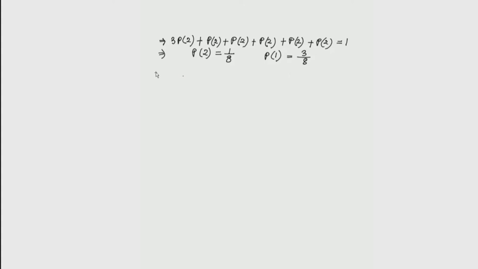So, now if we have to find the probability of an odd number, it will be probability of 1 plus probability of 3 plus probability of 5, and that will be 3 by 8 plus 1 by 8 plus 1 by 8, which is 5 by 8.